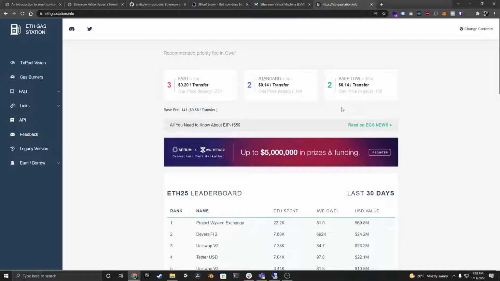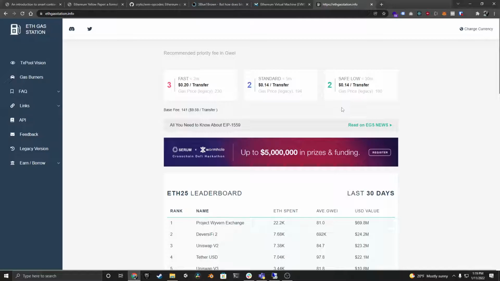So GWEI is a unit of measure of ETH. ETH is the top level native currency of Ethereum. GWEI, and even lower down the stack, WEI, is like a penny if you're talking about US dollars. It's the lowest denomination of ETH that you can have. GWEI is 1 billion WEI. So it's this whole new terminology that we need to understand in order to interact with these networks and develop software for them.